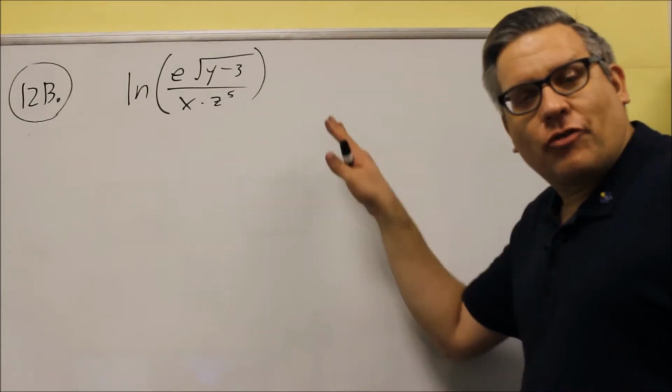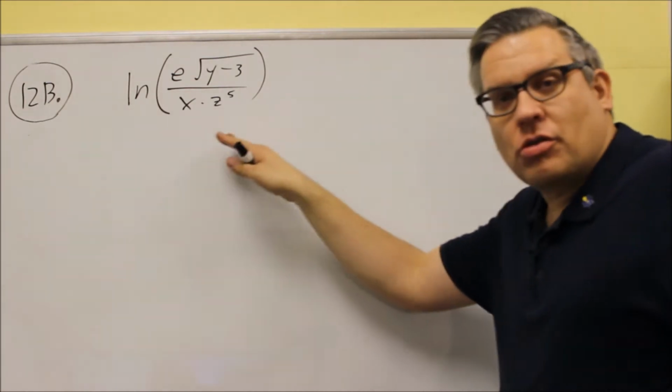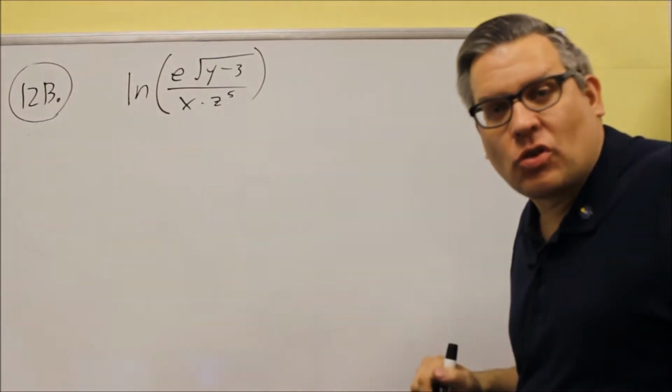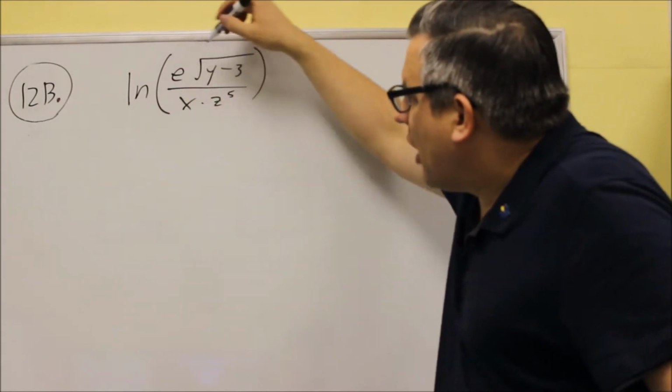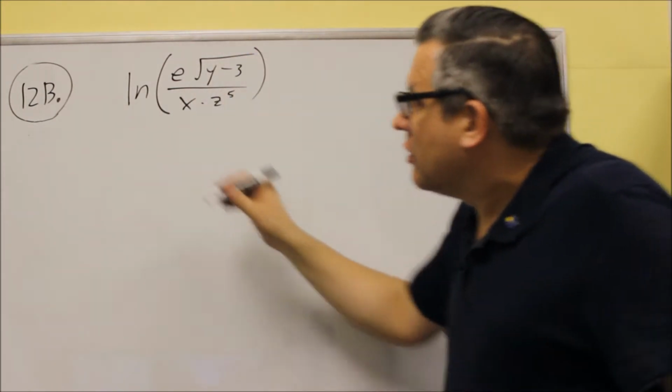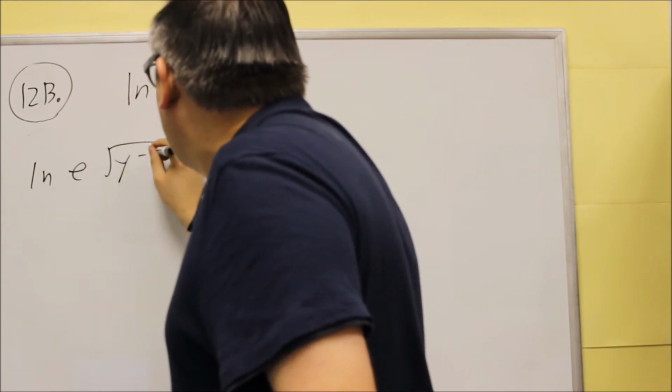Okay, number 12 for B, once again we're expanding this. So expanding means we need to write it as a sum or difference of logs. So with this one, first we have a division that's going on inside there. We're going to use a log rule to separate that first.